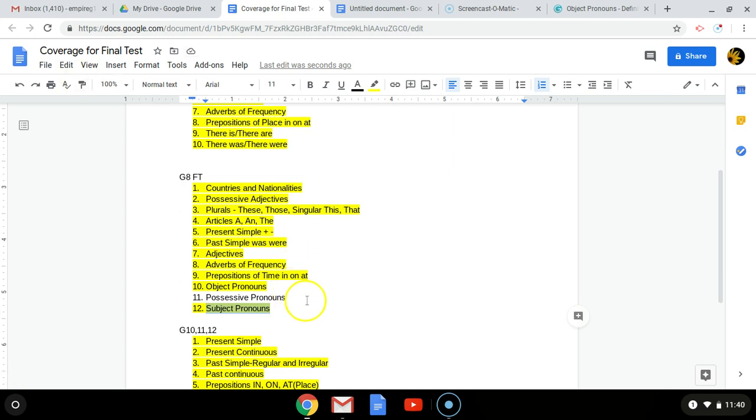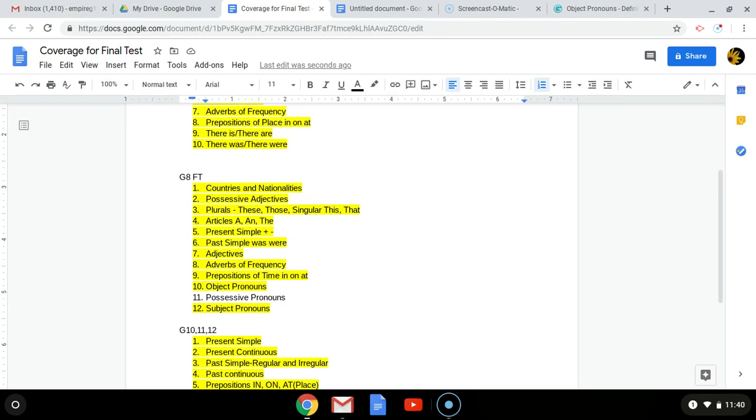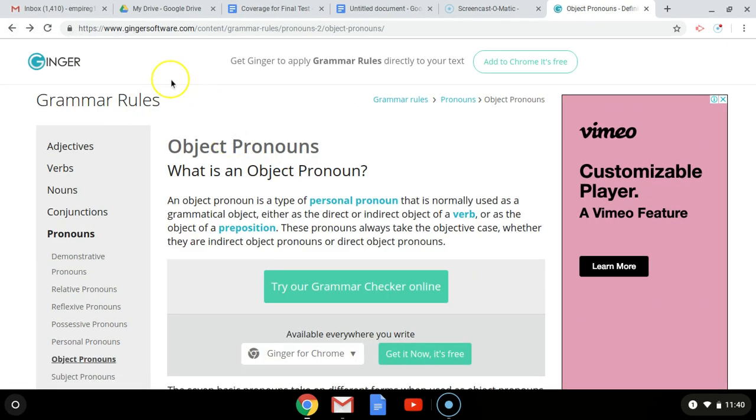Today we are going to talk about the last part of our review, which is about possessive pronouns. Last week we talked about object pronouns and subject pronouns, and now we are going to talk about the last topic, which is possessive pronouns. So, let's talk about what a possessive pronoun is.